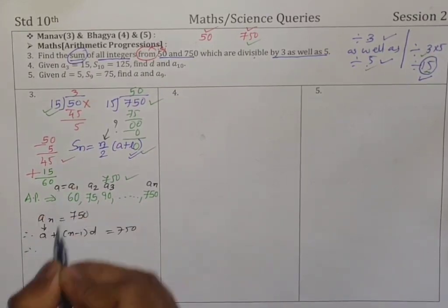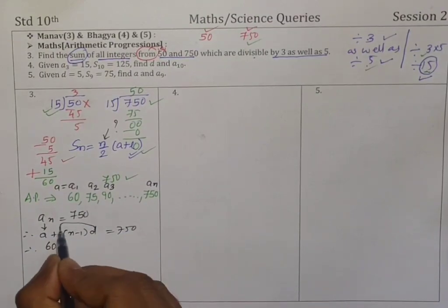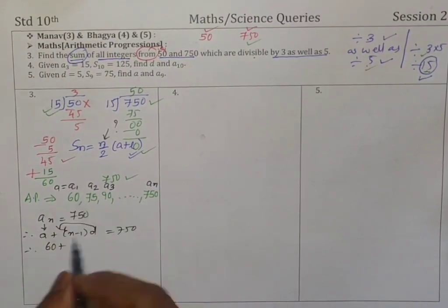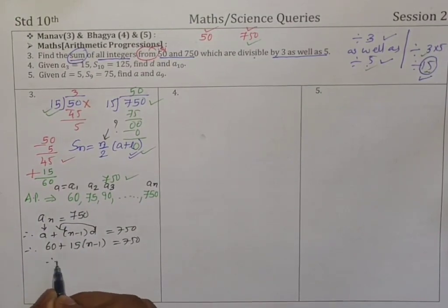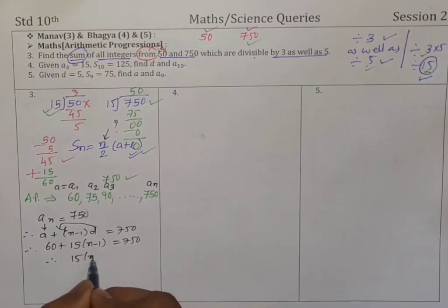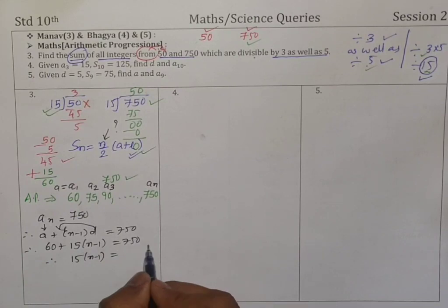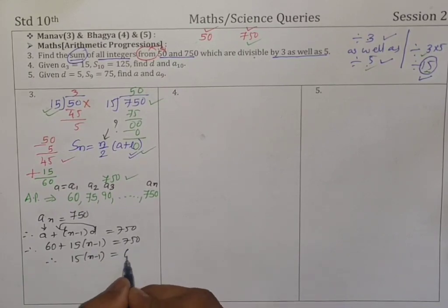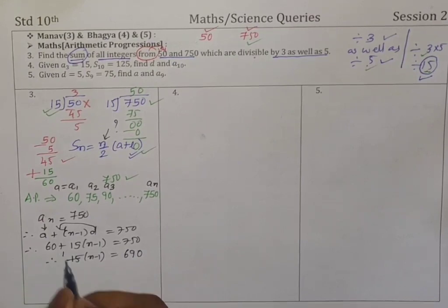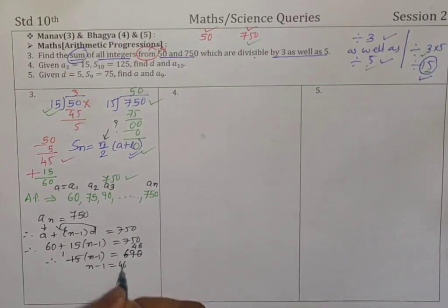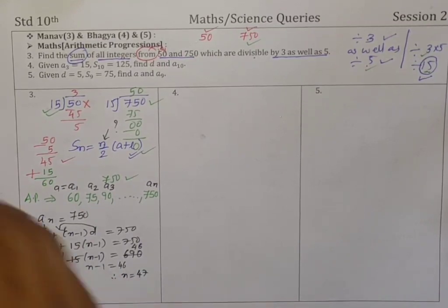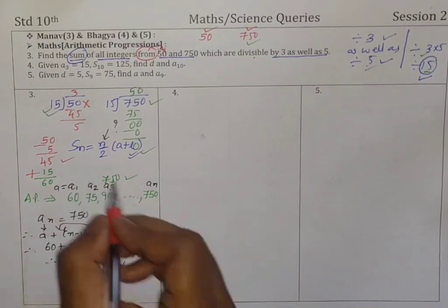a1 is a, that is 60, plus d, the value is positive 75 minus 60, that is 15, into n minus 1, that is 750. Therefore, 15 times n minus 1 is 750 minus 60. That is going to be 690. 15 fours are 60, and 15 sixes are 90. Correct? So n minus 1 is equal to 46. Therefore, n is equal to 46 plus 1, and that is 47.